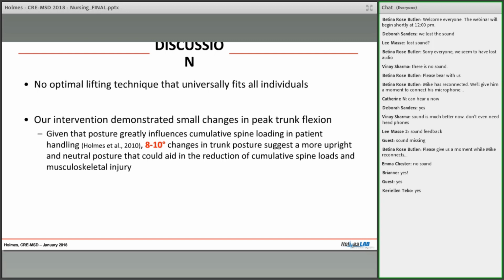And if we look at some of the cumulative spine loading literature, we know that posture greatly influences cumulative spine loading. So I would think that these changes that we saw, even though they may be minimal, do suggest a more upright and neutral posture, which could aid in the reduction of cumulative spine loads over time.